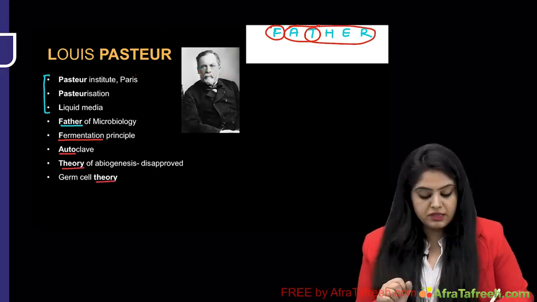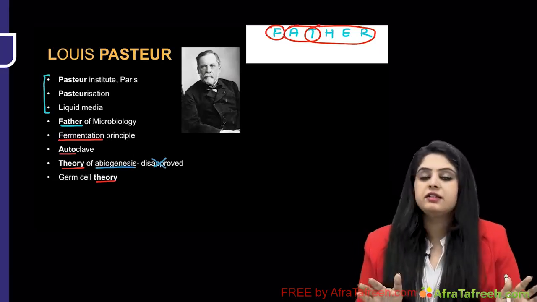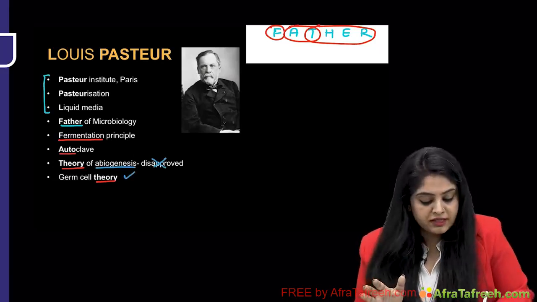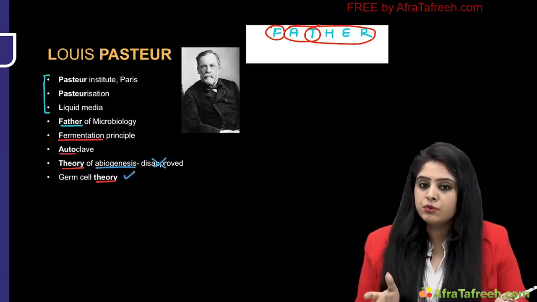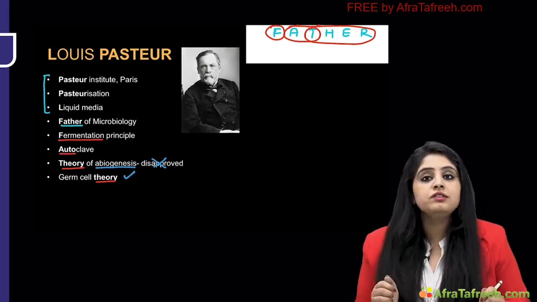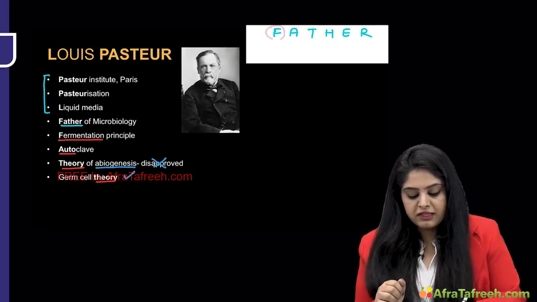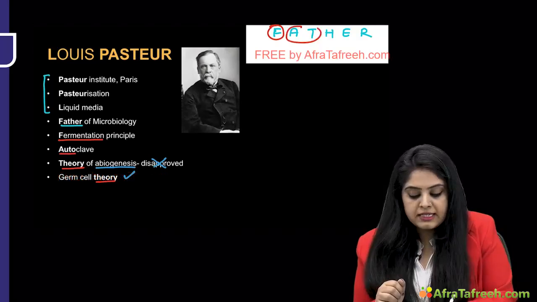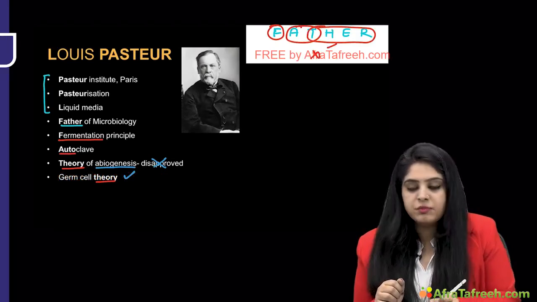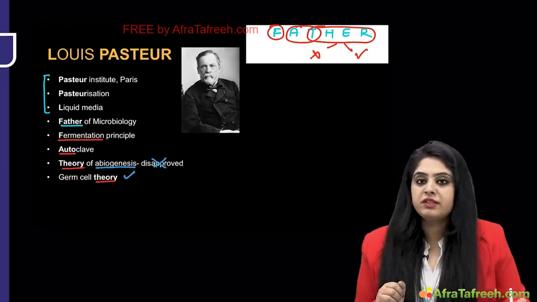There are two theories associated with him. One is said to be the theory of abiogenesis, which he said that there is nothing known as theory of abiogenesis. And he said that there is a theory which is there known as germ theory. So germ cell theory was approved and the abiogenesis theory was disapproved. So that is why I told you to learn it as we did with the mnemonic father. Let's do a recap. So F is going to tell me about the fermentation principle. AT tells us about autoclave. THER is going to tell me that one theory is disapproved, which is the abiogenesis theory, and the other is approved, that is the germ cell theory.